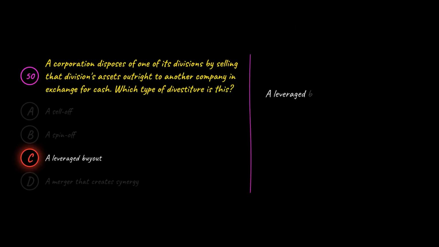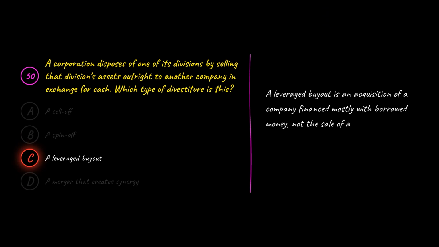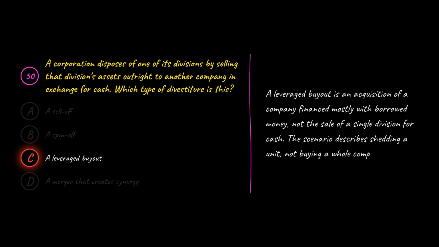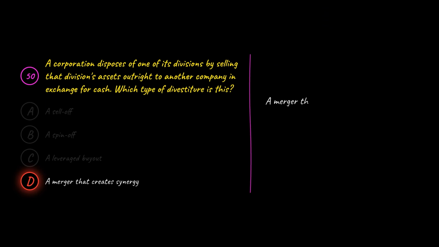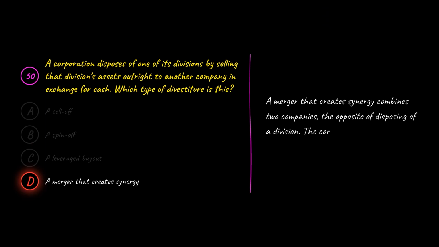C is wrong because a leveraged buyout is an acquisition of a company financed mostly with borrowed money, not the sale of a single division for cash. The scenario describes shedding a unit, not buying a whole company with debt. D is wrong because a merger that creates synergy combines two companies, the opposite of disposing of a division. The corporation is selling off a unit, not merging with another firm.